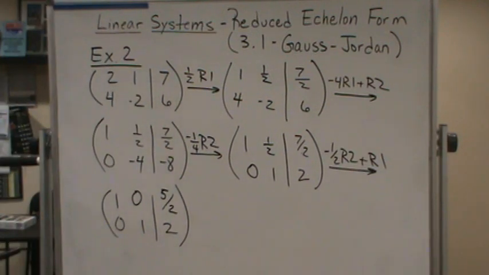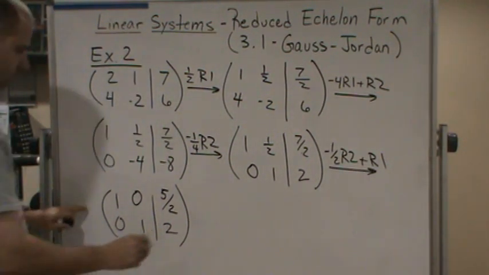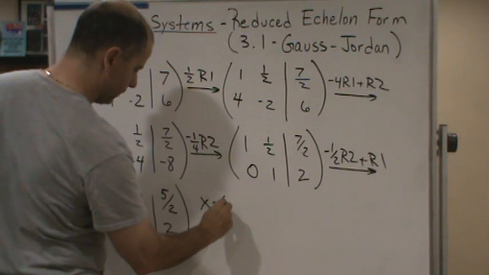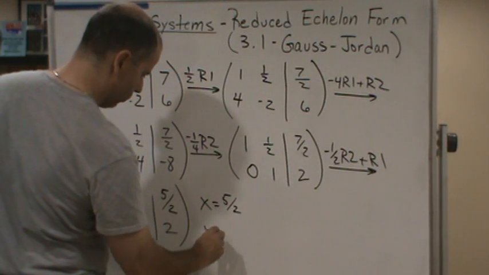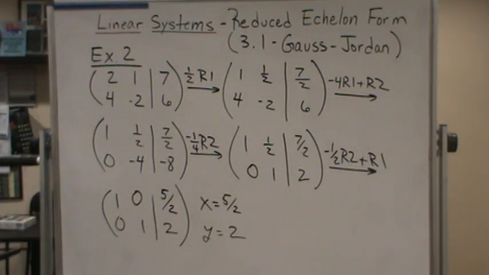And now I'm done. And so I know that x equals 5 halves and y equals 2. And I'm done. All right, cool.